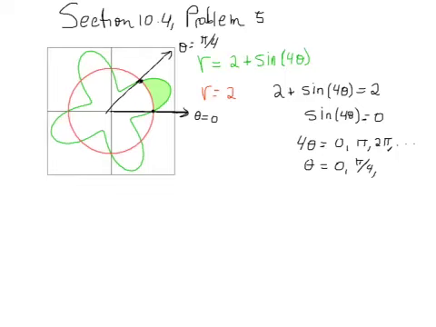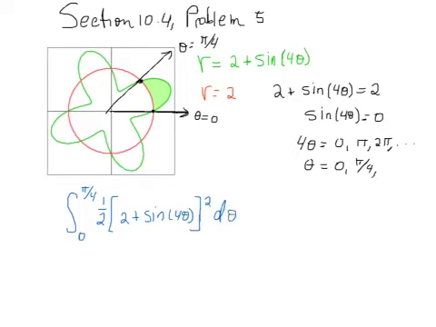All right. So how do I get the area that's shaded? Well, if I do the integral from 0 to pi over 4, 1/2 2 plus sine of 4 theta squared d theta, then what am I going to get? Well, I'm going to get the area swept out by the green curve between the angles 0 and pi over 4. So that would be this area in blue.